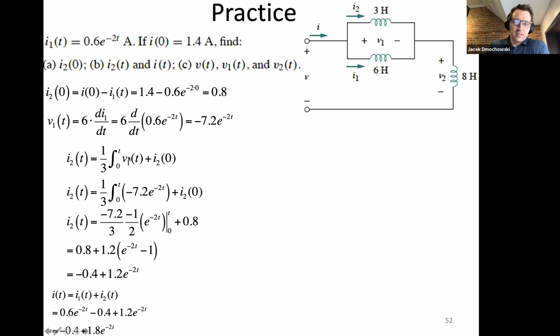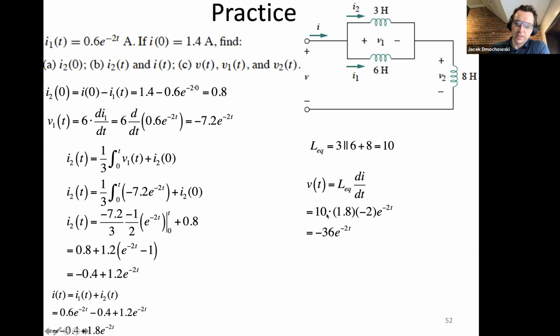Ten is correct. Excellent. Because 3 is in parallel with 6, which gives you 2. And then 2 plus 8 is equal to 10. So the total inductance is 10. So we know that V is equal to 10 times the derivative of I of t.